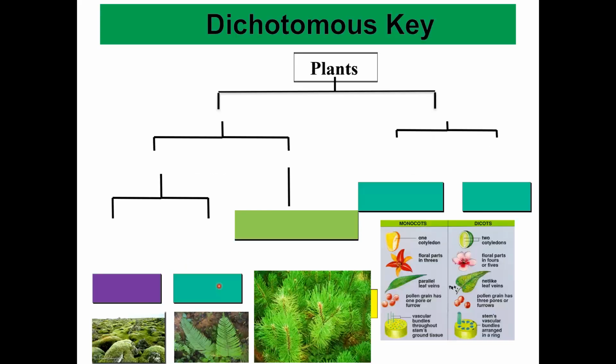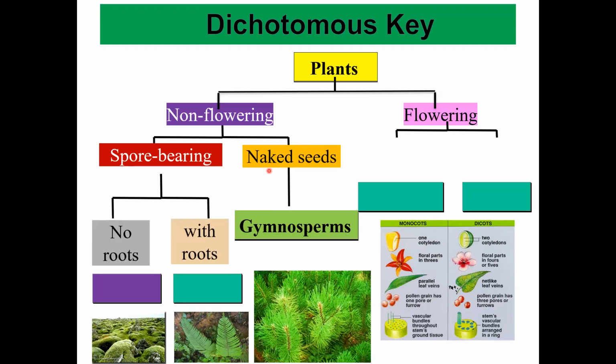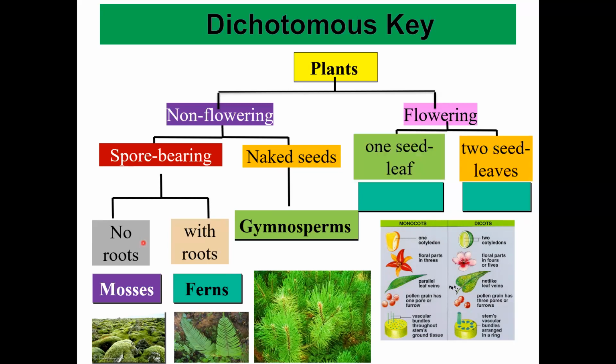So here are the plants. You people can see we are following the dichotomous key. Either a plant can be flowering or non-flowering. In the non-flowering, there are spore-bearing plants or plants with seeds, but with naked seeds, and these are the gymnosperms. Spore-bearing plants are either with roots or with no roots, and these are the ferns and the mosses. Flowering plants have either one seed leaf or cotyledon, or 2 cotyledons. They are considered monocot and dicot.